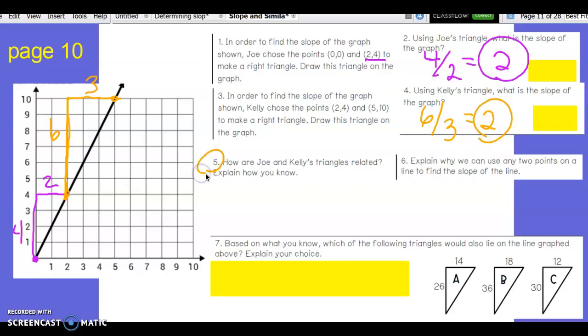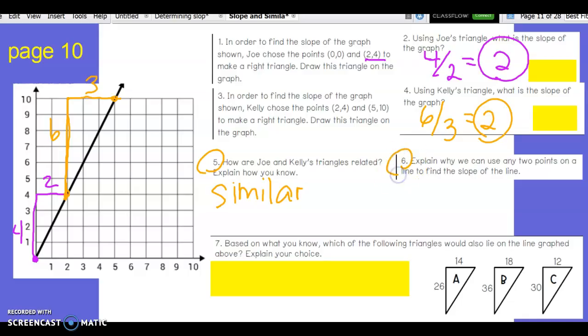Problem number 5 says, how are these triangles related? Well, they are similar triangles. And we know that they are similar triangles because we have the same ratio. Their slopes give us the same proportion, 6 over 3 and 4 over 2, which both equal 2.